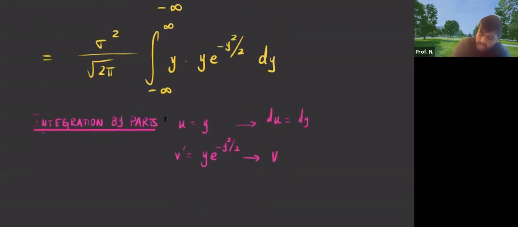And then I do this thing, right? u prime is equal to y prime, which is just 1, so du is dy. And then v: what is v? It's the antiderivative of this, which is e to the negative y squared over 2, and it's a negative, right?